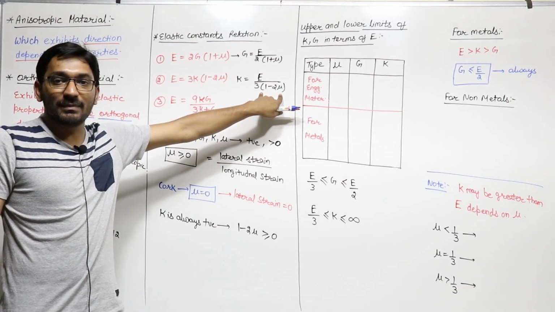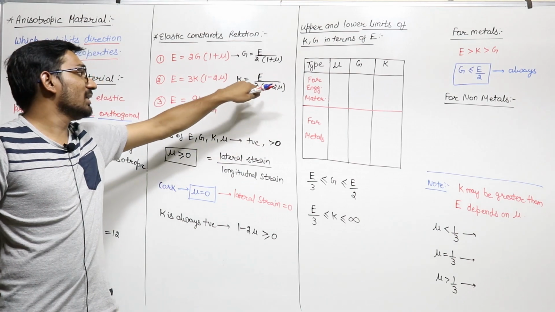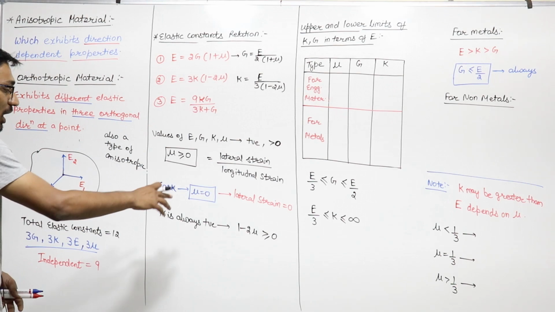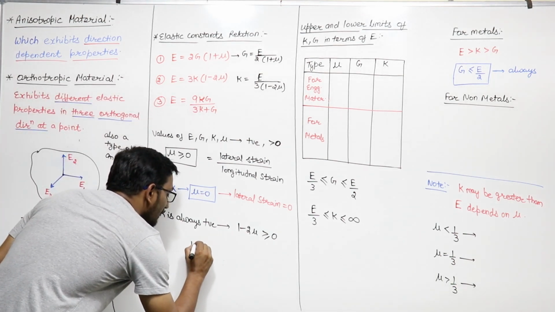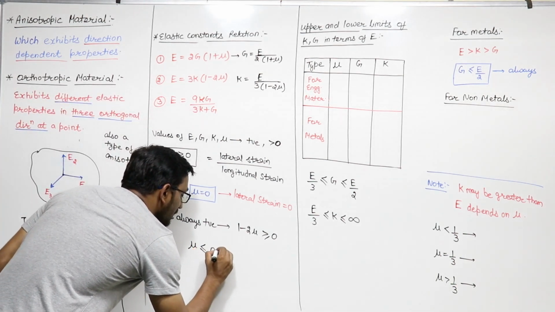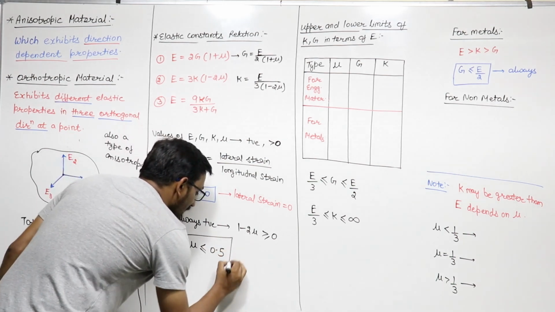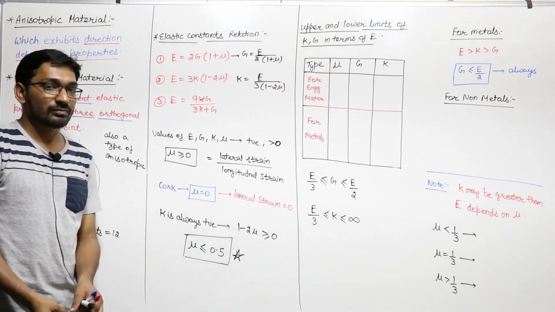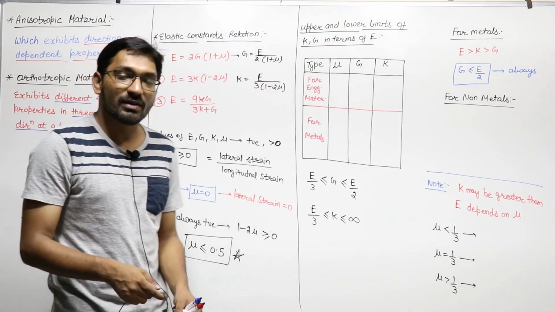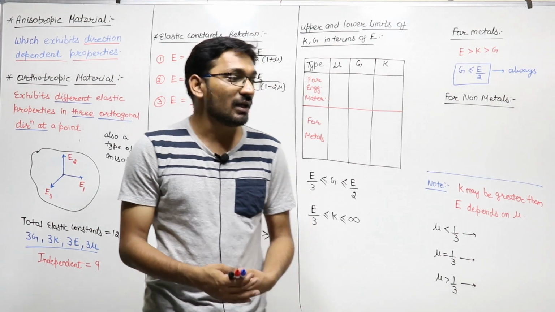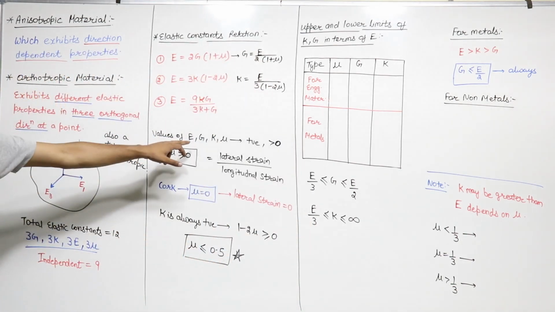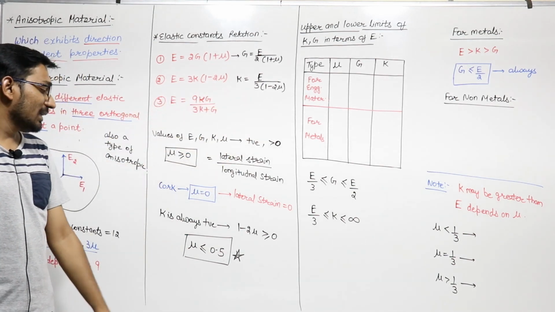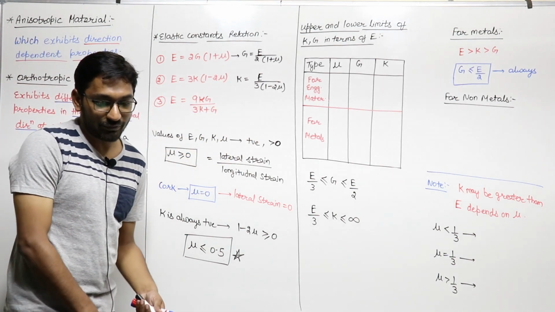If this value becomes less than 0, or negative, then K will be negative. But elastic constants cannot be negative. So from here you can say that mu should be less than or equal to 0.5. The maximum value of mu is 0.5. The value of Poisson ratio cannot be more than 0.5. If it is more than 0.5, then the elastic constant K will become negative.